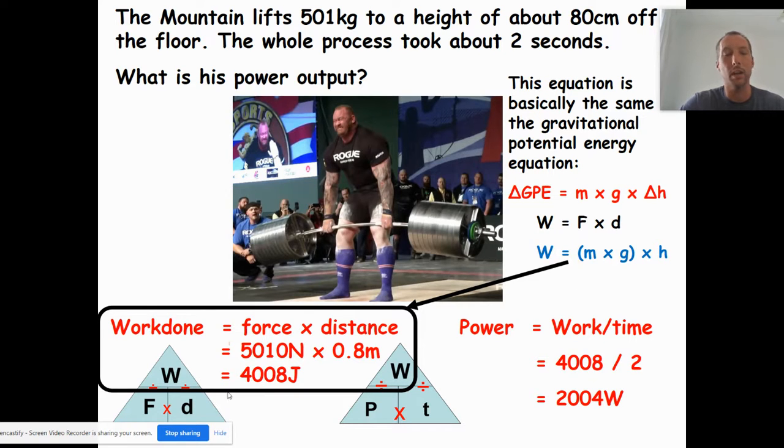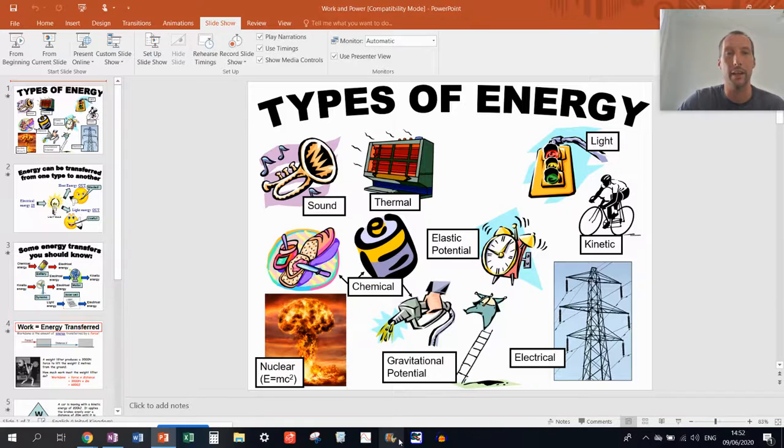So you can work out the energy transferred or the work done in 2 different ways. You can either use the work done equation, which is normally the simplest way, or you can use the gravitational potential energy equation, but essentially they're both the same thing. So what I want you guys to do is a bit of practice at using these work done and power equations, just to remind yourself of how we used them last year.